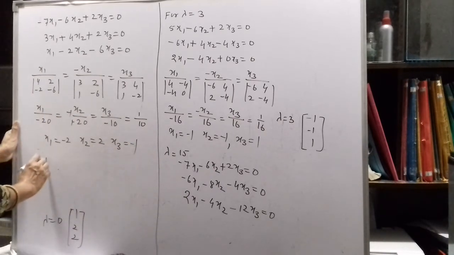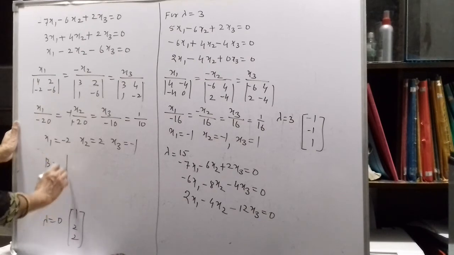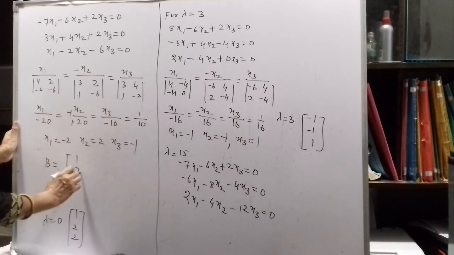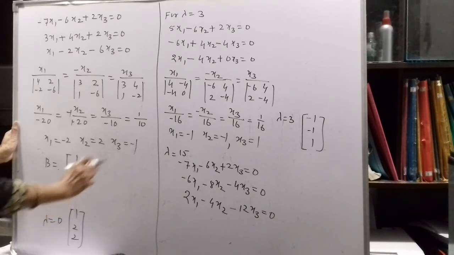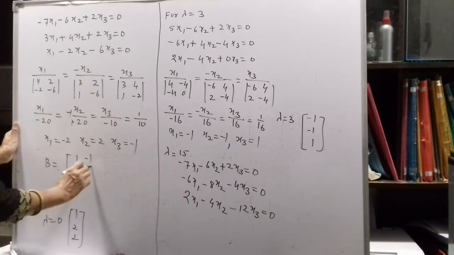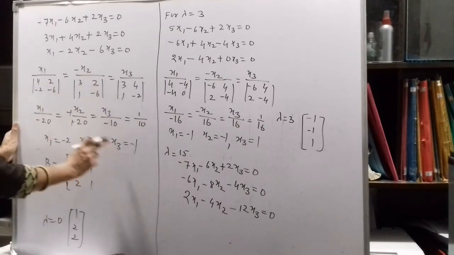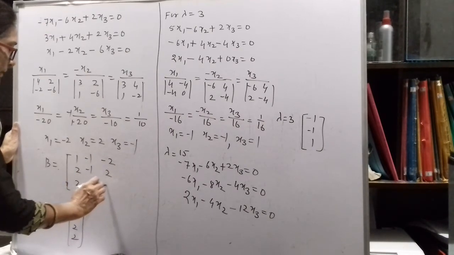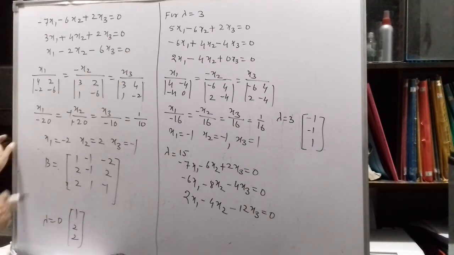So the modal matrix B will be given by: for lambda is equal to 0 we got the eigenvector 1, 2, 2. For lambda is equal to 3 we got the eigenvector minus 1, minus 1, 1. And for lambda is equal to 15 we got the eigenvector minus 2, 2 and minus 1. So this is the modal matrix B. This is the answer.